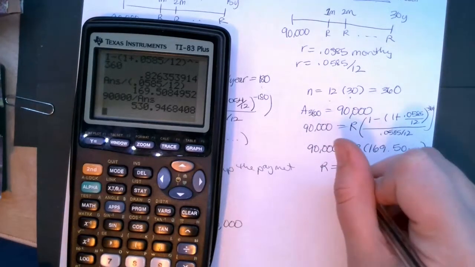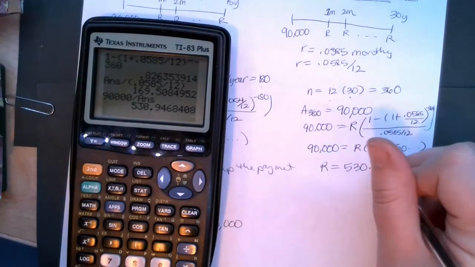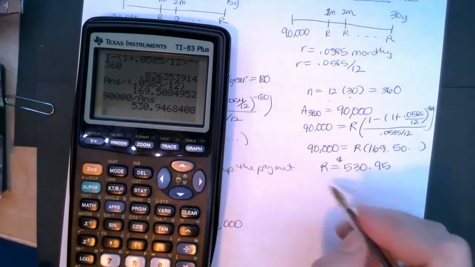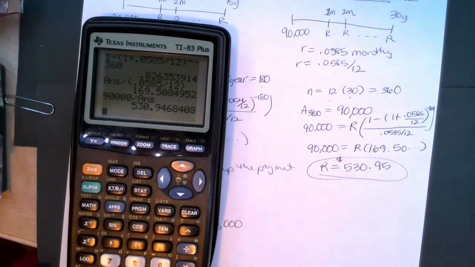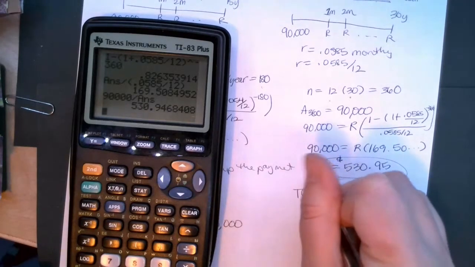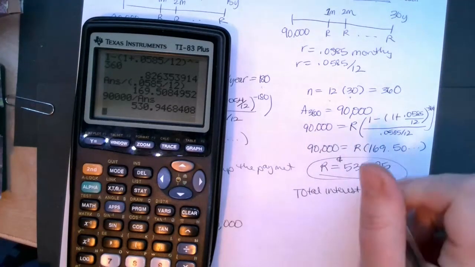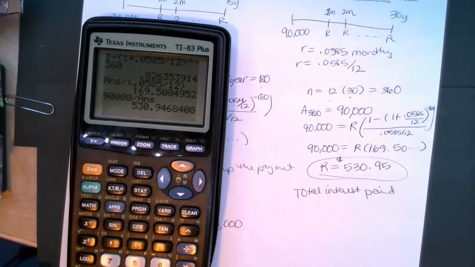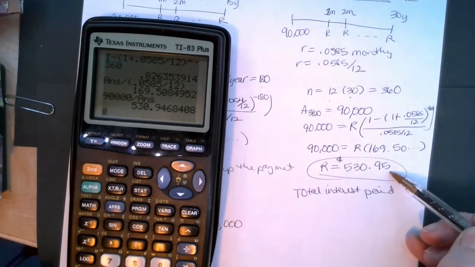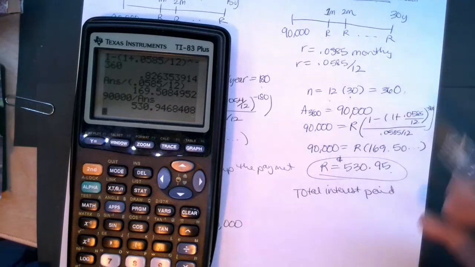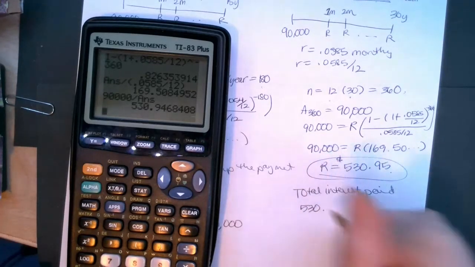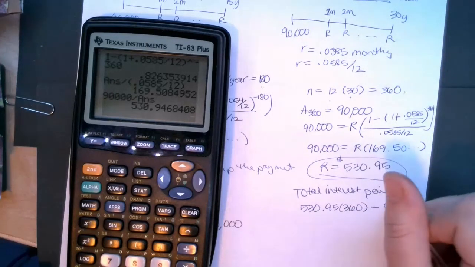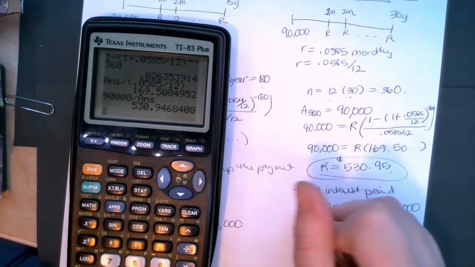So here our regular payment is significantly lower, $530.95, because again we're going to round up. Okay, so there's the first part. But then to get our total interest paid, we're going to take this number, and this time we're going to multiply it by our N. Our N here was 360, so it's going to be $530.95 times that 360, minus again our loan amount, which was 90,000.